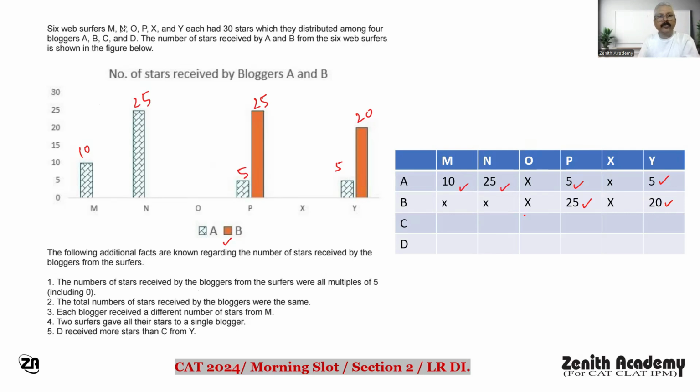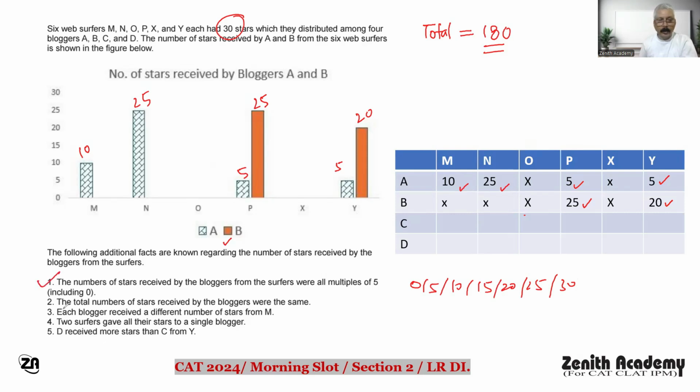It is given that 6 web surfers M, N, O, P, X, and Y each had 30 stars. The total stars with 6 web surfers is 180. And now look here. The number of stars received by the bloggers from the surfers were all multiples of 5, which means the 30 stars they can distribute either 0, 5, 10, 15, 20, 25, or 30.